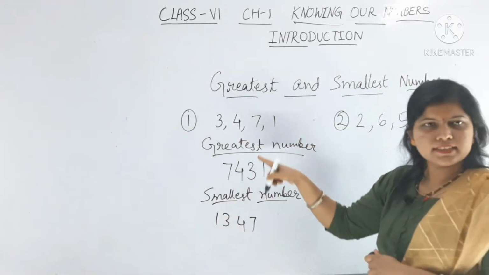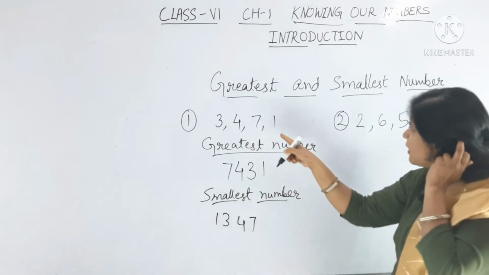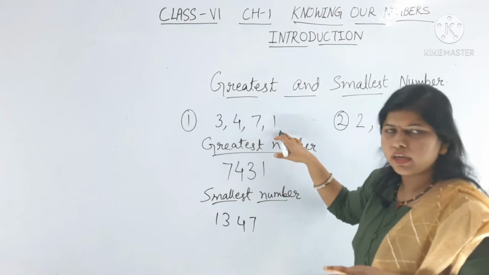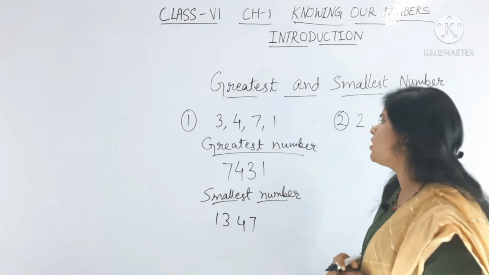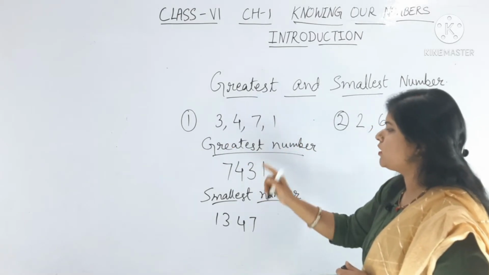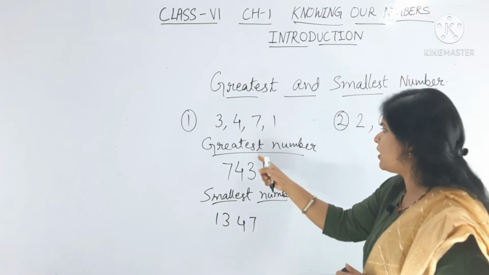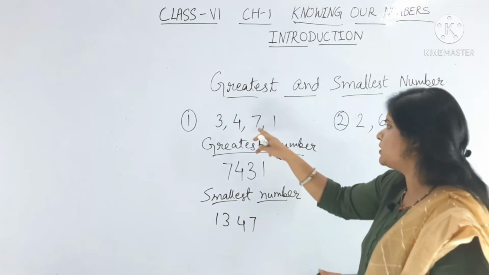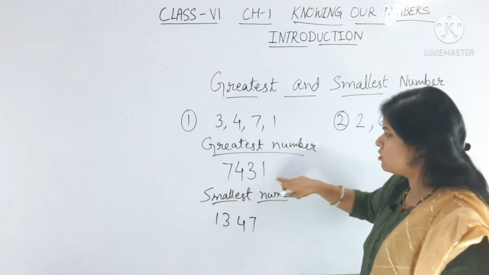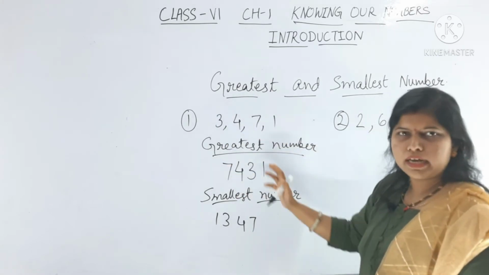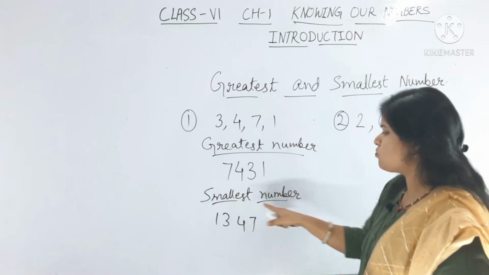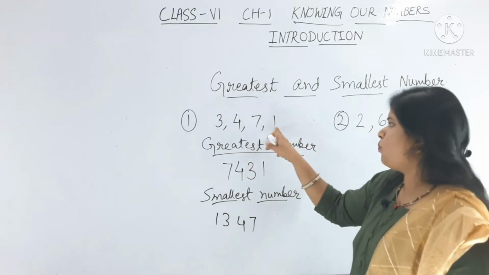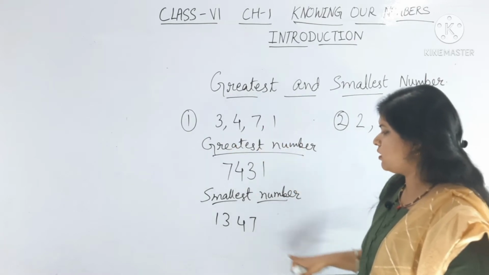This is the first example, that is 3, 4, 7, 1. So the digits are given. The 4 digits have been given, and we have to make the greatest number and the smallest number. The greatest number you have to write in descending order, that is 7, 4, 3, 1. So this is the greatest number. And the second one is the smallest number. You have to write in ascending order. This is 1, 3, 4, 7, right?